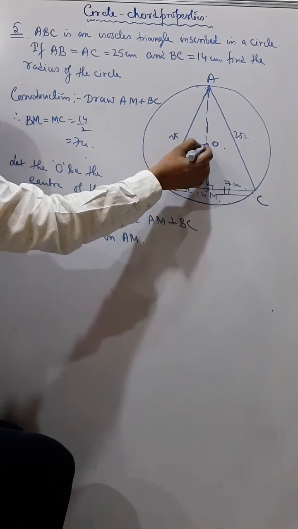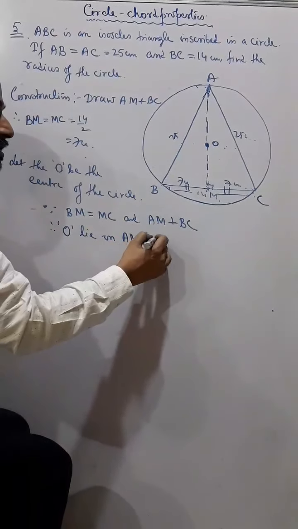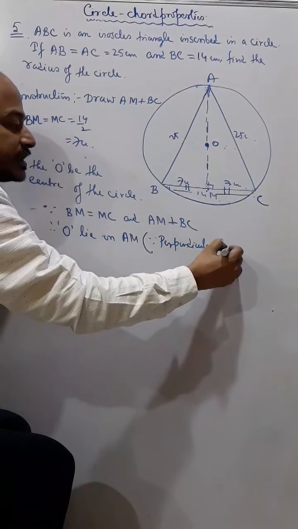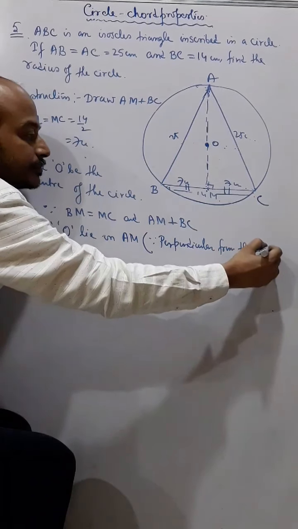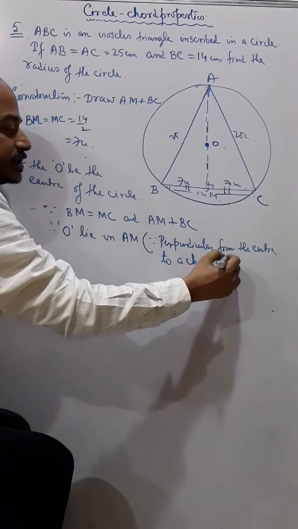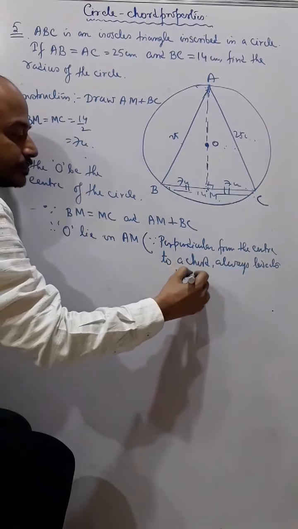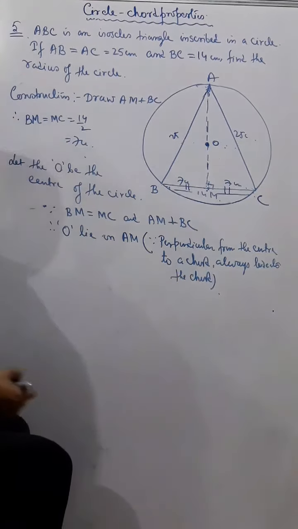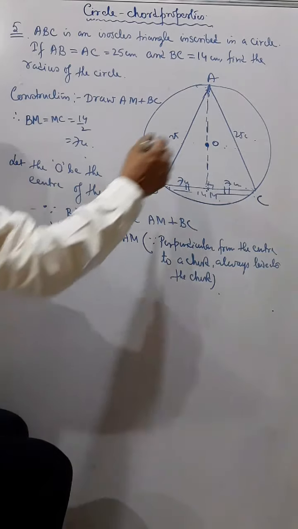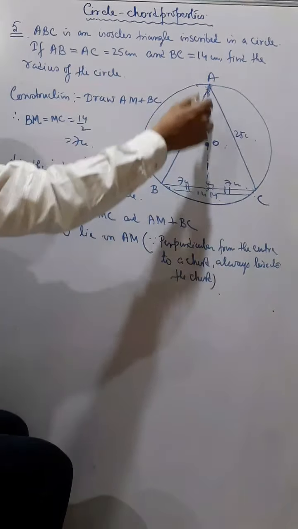O is not outside this, not here, not any other. So O should lie on this perpendicular, because you know the theorem: a perpendicular from the center to a chord always bisects the chord. So therefore I can say O lies on AM.